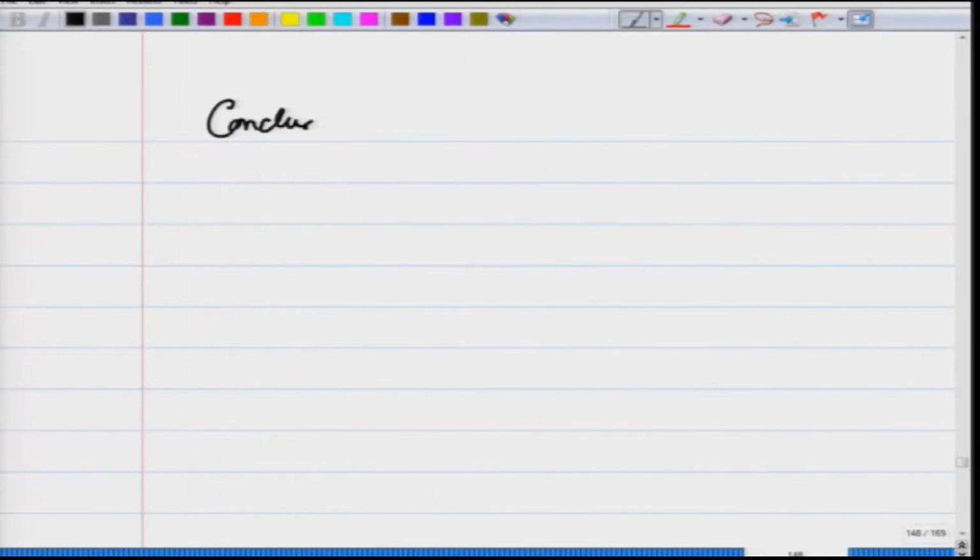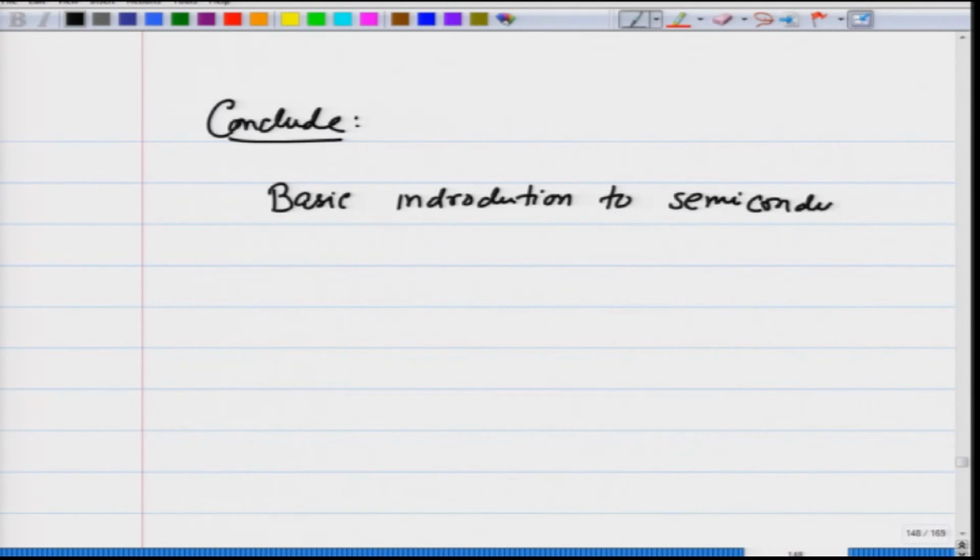So, to conclude all these lectures on semiconductors, what I have covered is some basic introduction to semiconductors. I have not covered subtle aspects like where the band minima are, where the band maxima are, what some rules are when the electrons go from one band to the other, and what happens when they are optically excited. I have not done that.